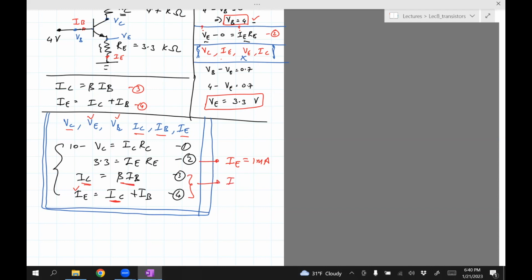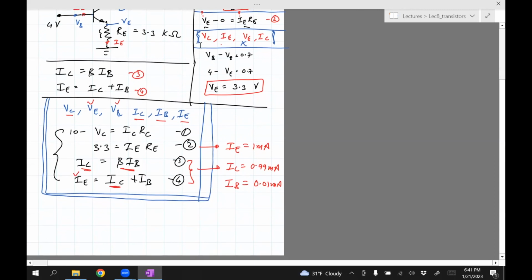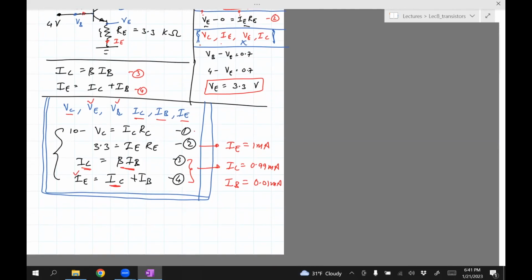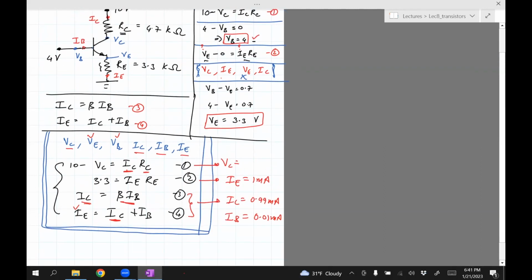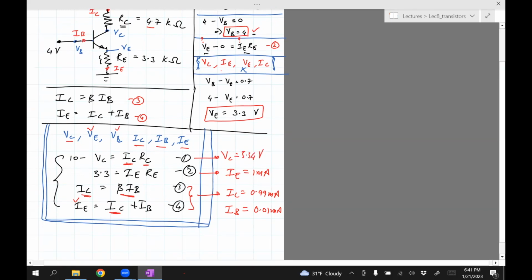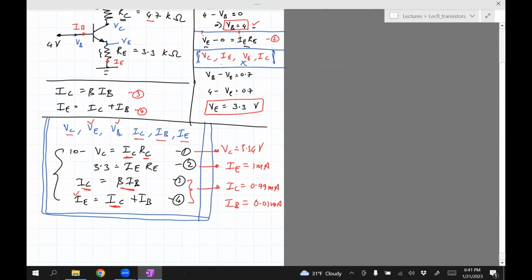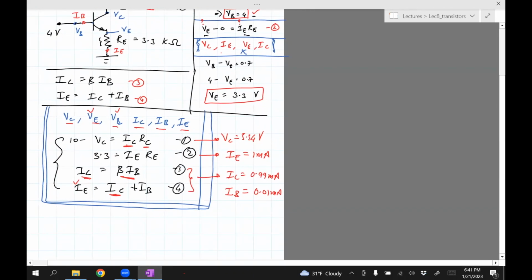So these 2 equations give me IC equals 0.99 milliamps and IB equals 0.01 milliamps. Okay, now with those 3 things, I can go ahead and solve for VC. I just substitute the value for IC, and RC is known. It's 0.7 kilo ohms. So VC comes out to be 5.34 volts. And in this fashion, I've solved for all the unknowns, all the 6 unknowns. VE and VB were solved earlier. So with that, I have now solved the problem for all the unknowns.